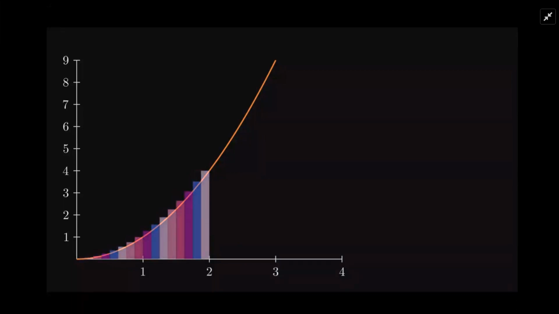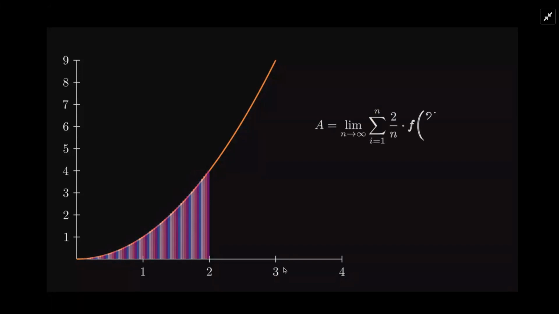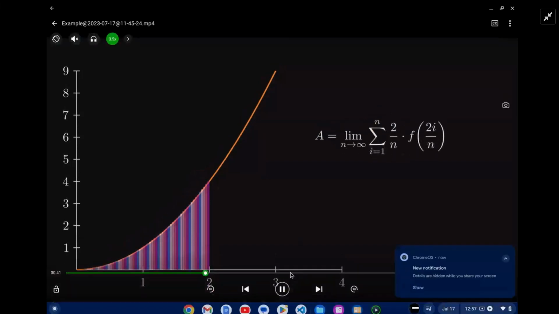Okay, so we need to think about how we can calculate the area of each rectangle here and then add them up. I'm just showing here now how we get closer and closer to the real area. And in fact, as n approaches infinity, we will approach the actual area. Well, here's the key statement.